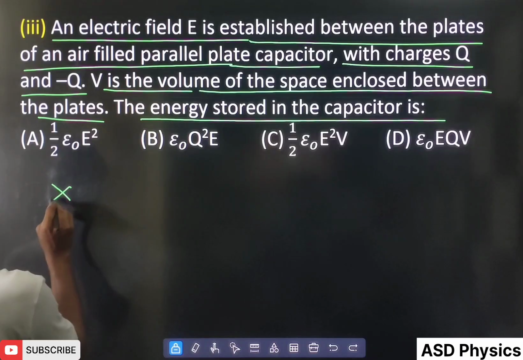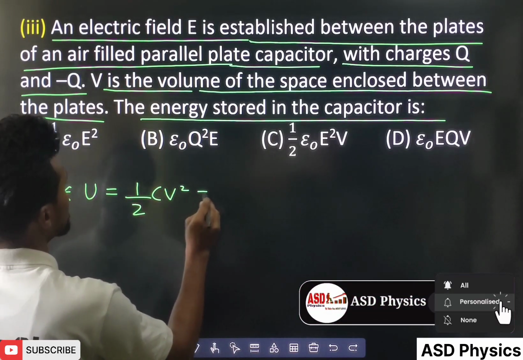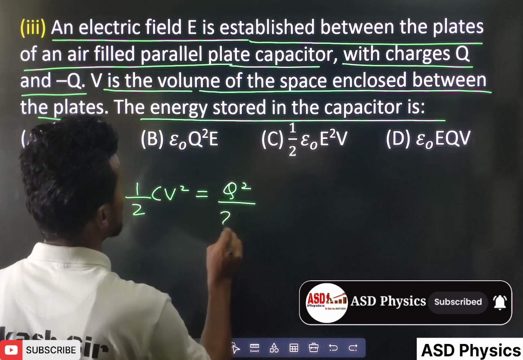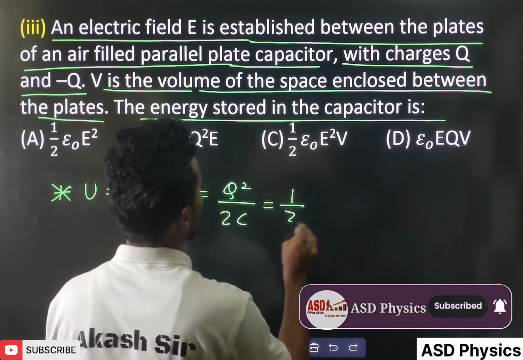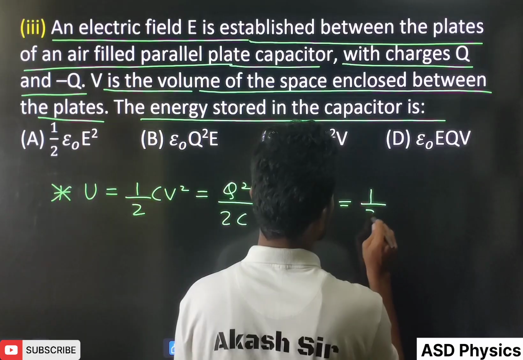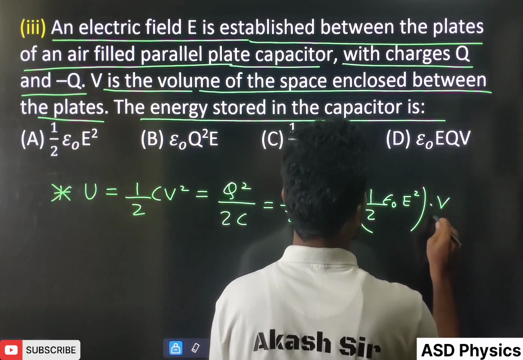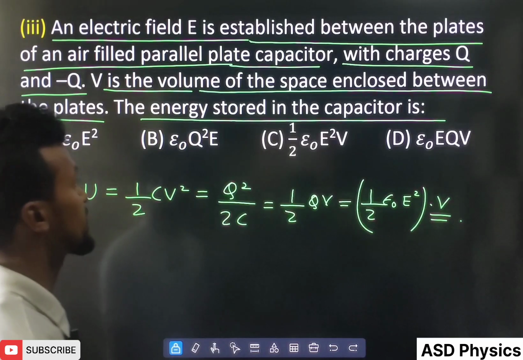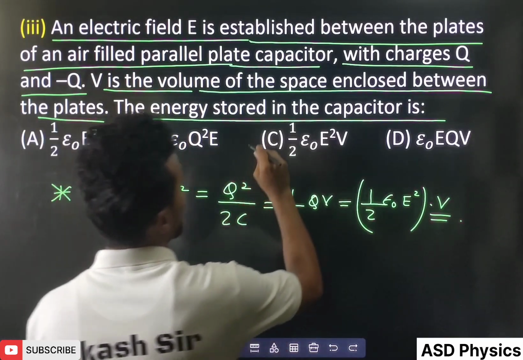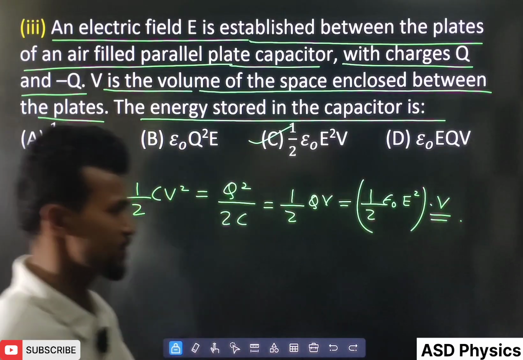Okay, students. Remember that the energy stored in a capacitor, you should remember the formula itself: half CV square, or Q square by 2C, or half QV, and one more formula: energy density into volume. So energy density is how much here? Half epsilon naught E square into volume. If you check, the correct option is option C. Direct question, no calculation and all that.